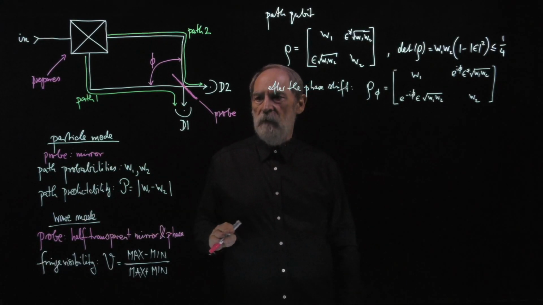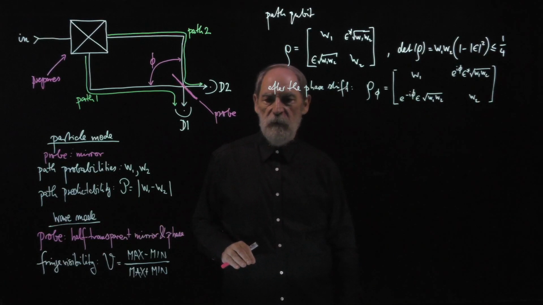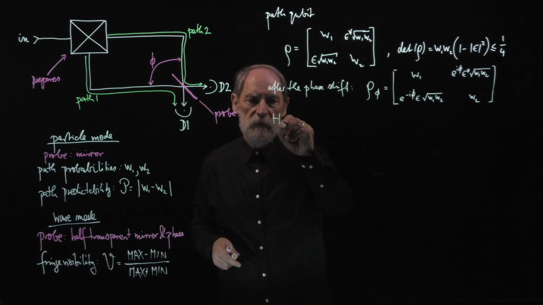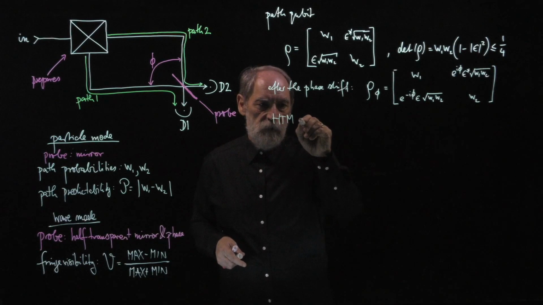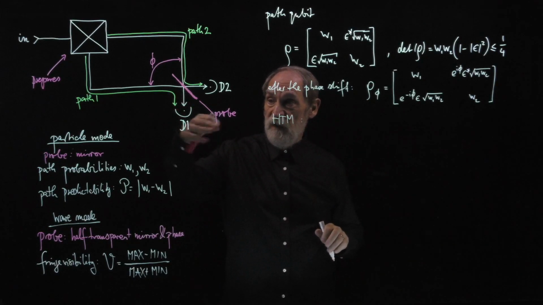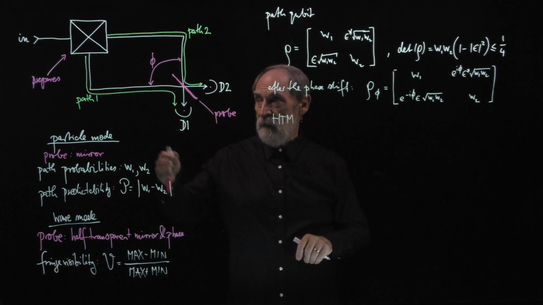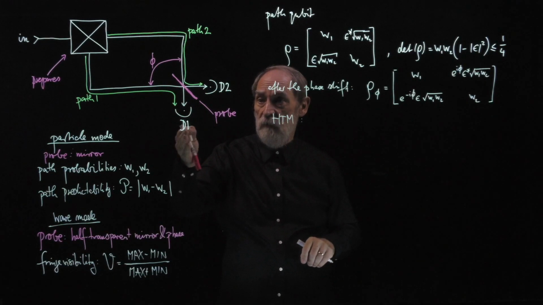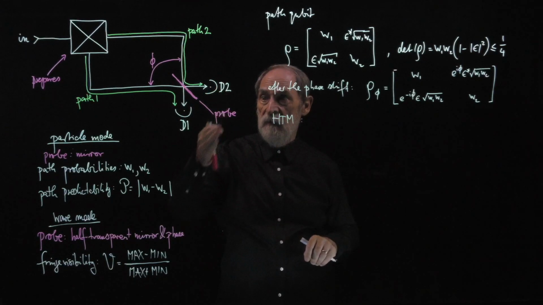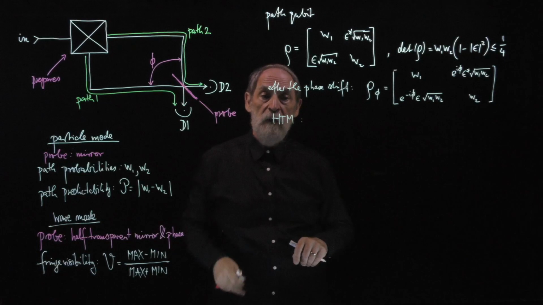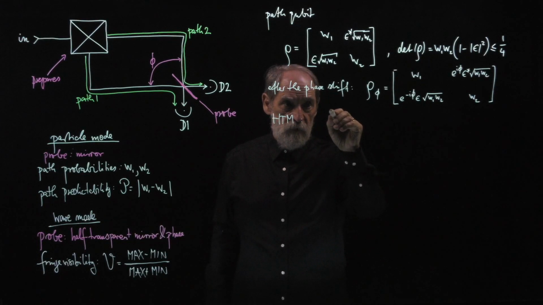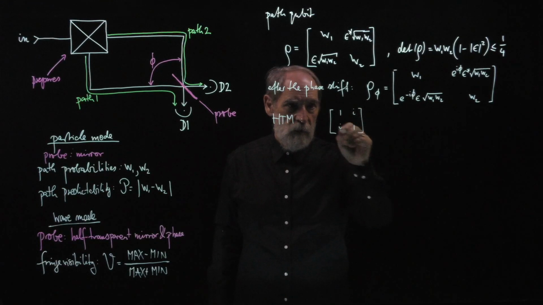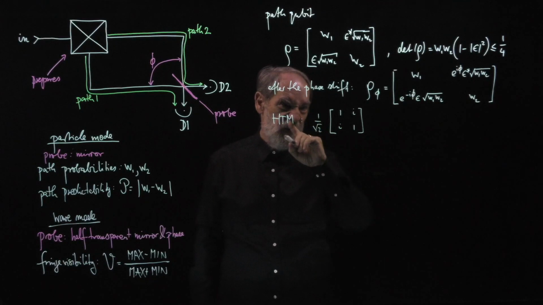Now let's look at wave mode. For wave mode we have the half-transparent mirror, and for that we need to write a unitary matrix that takes what comes from path 1 and distributes it evenly on the D1 output port and the D2 output, and the same for path 2. And so I will use the following matrix for this purpose: 1, i, i, 1, divided by the square root of 2 to make it unitary.